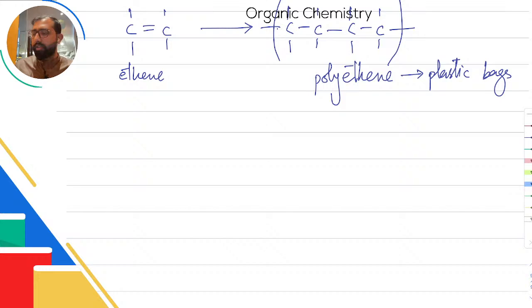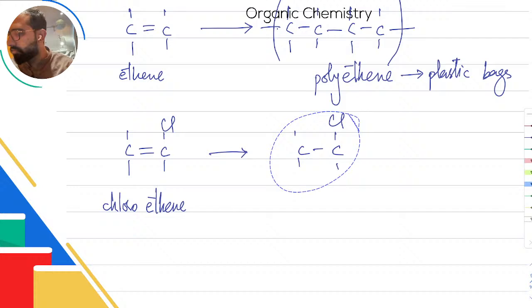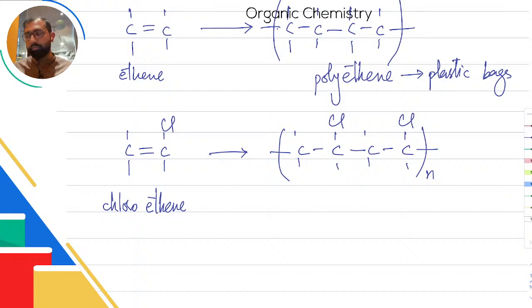Let's try this one. I do substitution on this, get chlorine here, which makes it chloroethene, which we will also call vinyl chloride. RCJ, remove, copy, join. Remove the double bond. Everything else remains the same, just remove the double bond. Copy the thing. All right, done. Join. Joined it. There you go. This one is polychloroethene or polyvinyl chloride, PVC, used to make pipes, water pipes, gas pipes, all that.